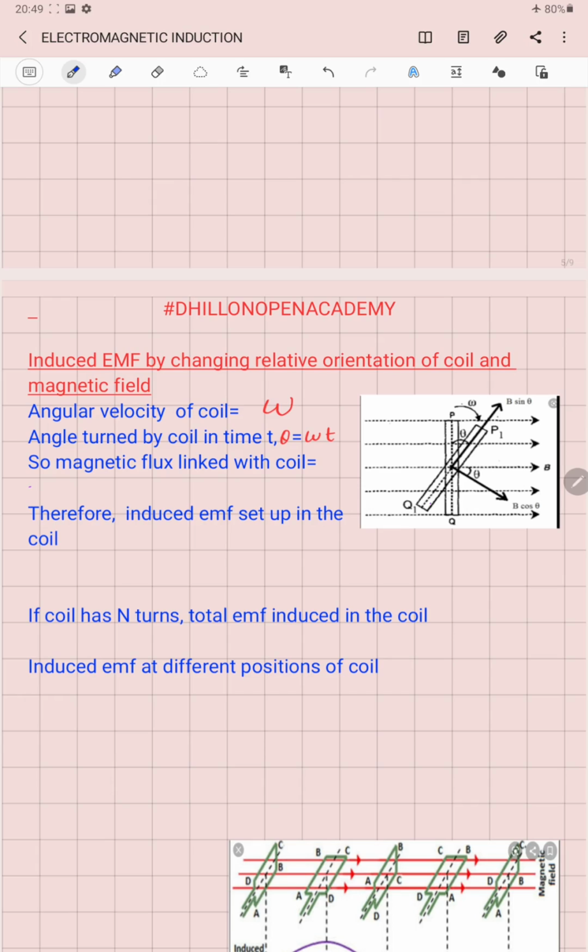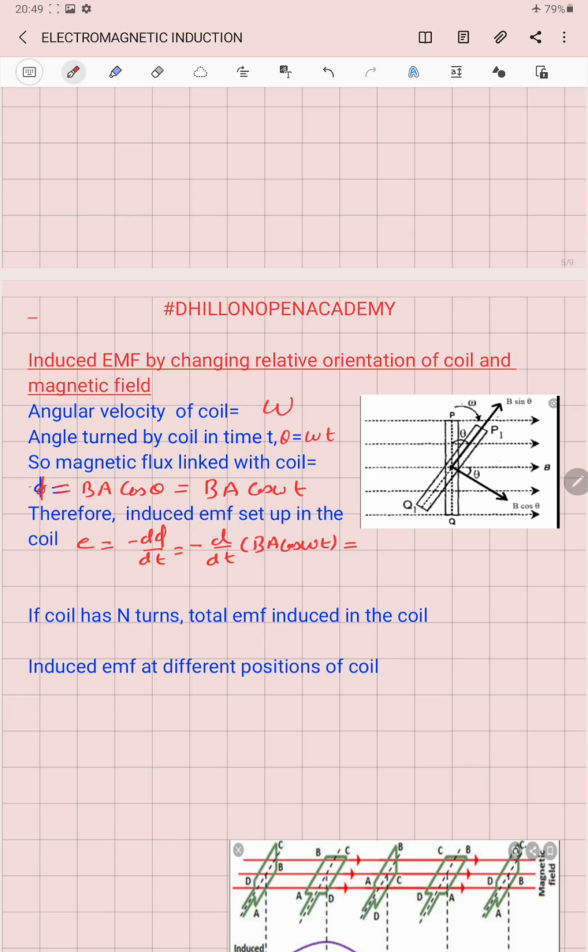Now the magnetic flux linked with the coil will be phi equal to BA cos theta. Theta is equal to omega t, so we can write it as BA cos of omega t. So using Faraday's law of electromagnetic induction, the EMF induced in the coil will be minus d phi by dt, which will be equal to minus d by dt of BA cos of omega t.